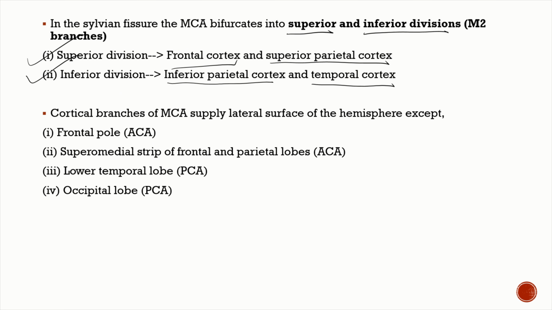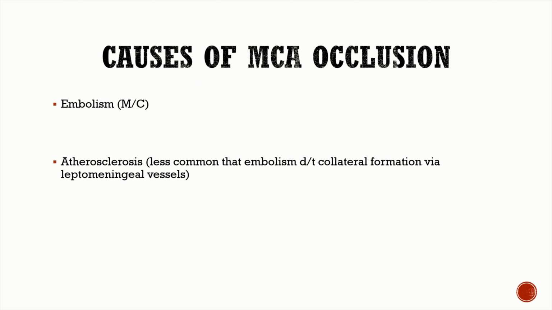Alright. As we discussed earlier, the MCA is going to supply a significant part of the lateral surface of the cerebral hemisphere, except the frontal pole and the superomedial strip of the frontal and parietal lobe supplied by the anterior cerebral artery, and the lower temporal lobe and the occipital lobe, which are supplied by the posterior cerebral artery. Okay, now since we are acquainted with the anatomy, we'll go into the MCA occlusion proper.